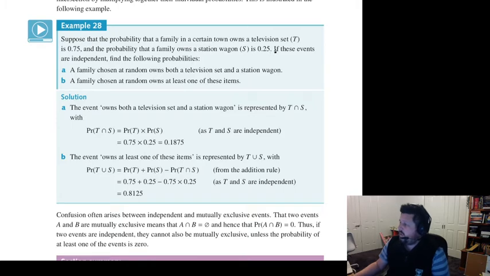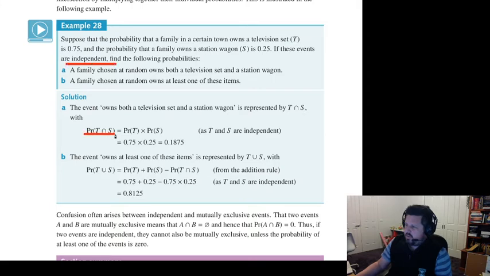It's then saying if these events are independent, so it's actually telling you that they are independent. And because it's telling you that they are independent, we can use the knowledge that we've got there to work out some of these probabilities. So part A is saying, a family is chosen at random, what is the probability that they own both a television set and a station wagon? For them to own both, where you've got the word "and" there, it's television intersection station wagon, T intersection S.